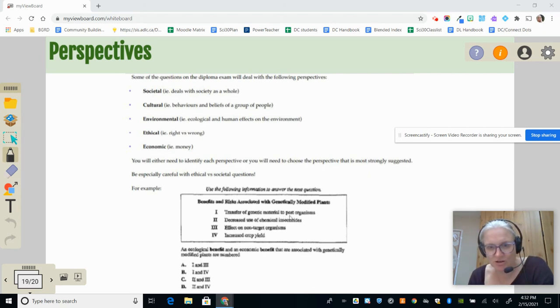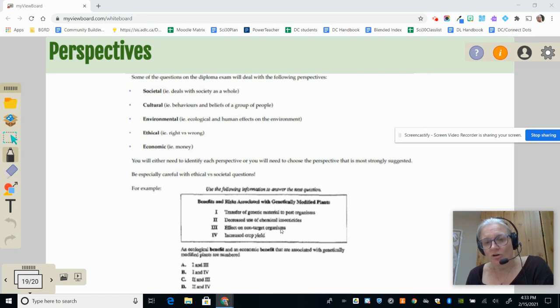Transfer of genetic material to pest organism. We have a decreased use of chemical insecticide. Effect on non-target organisms. Increased crop yield. So decreasing the amount of chemical insecticides would be fantastic. There's definitely an environmental impact there, ecological impact. There could be an economic one too, because it doesn't cost as much if you're not putting as much insecticide into your production costs.